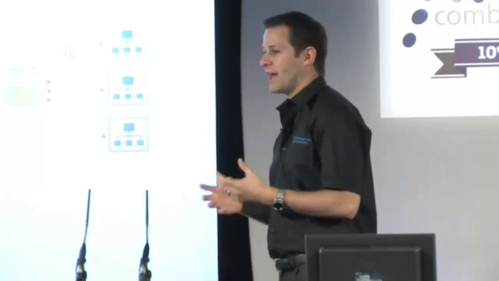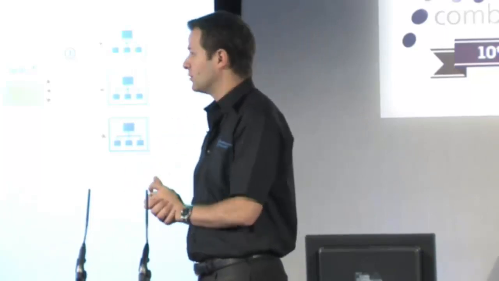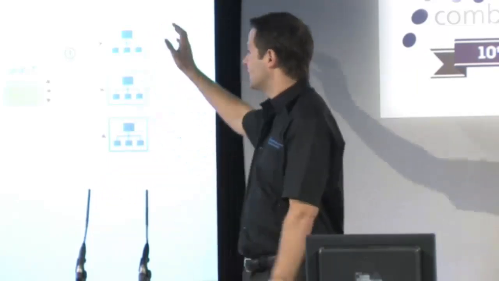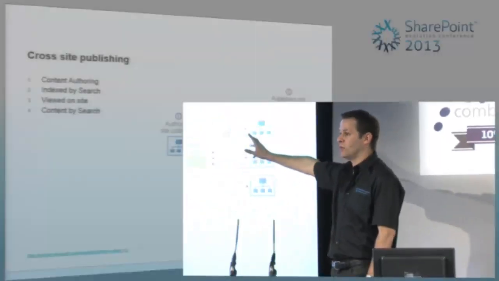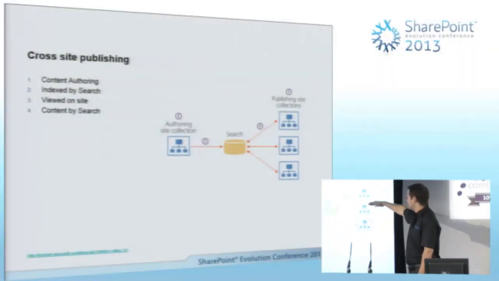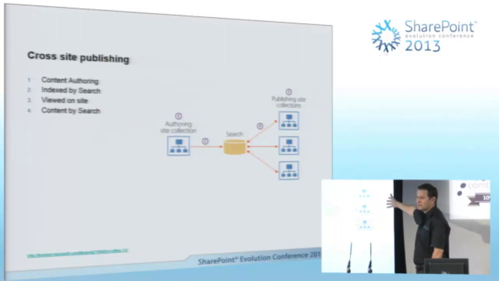So cross-site publishing aims to fill the gap of connected postings effectively. If you're familiar with that, this feature will really help. In a nutshell, it gives you the ability to author your content in one place, have search index it, and then have multiple publishing locations where you want to surface that content, either on your internet site or on your intranet, and surface it like it existed in those sites.